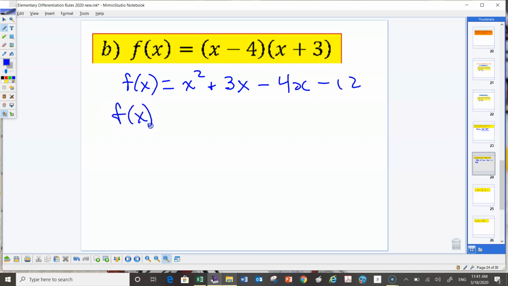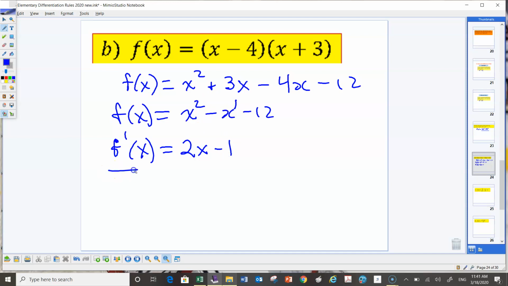Collect like terms here. I have x squared minus x minus 12, and now I have it as a sum or difference of terms, and I take the derivative of each term. So f prime of x is going to equal 2x, subtract. Now be careful, this is x to the first. I bring the 1 out front. It's going to be 1, x to the 0, which is 1, so my final derivative is simply f prime of x is 2x minus 1.